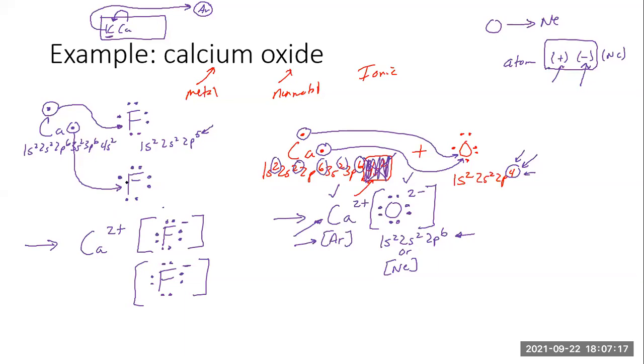And in this particular case, what that means is if we look at the electron configuration for all 3 of those things, the calcium lost its 2 electrons and became argon.